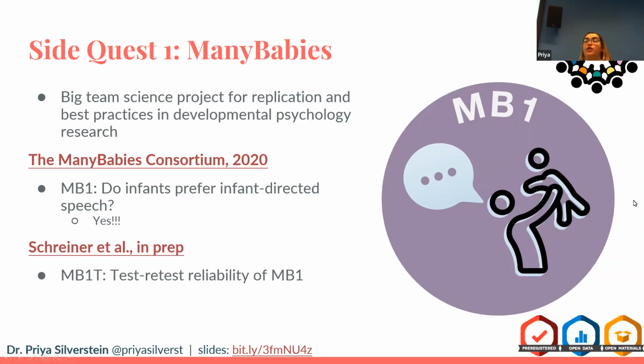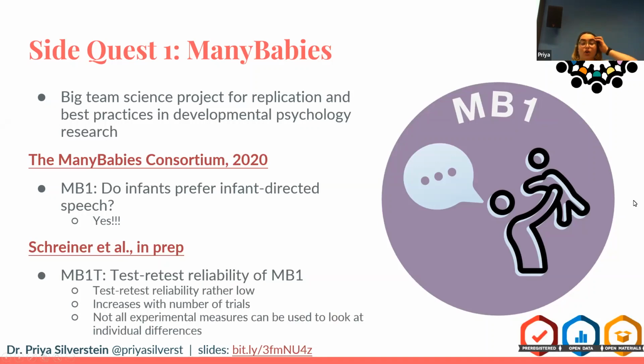Is this something that is like an individual differences thing, or is there too much variability to look at this in an individual differences way? And we found that the retest reliability was quite low. It did increase with number of trials, but as you can expect with infants, higher number of trials, higher dropout as well. And we kind of concluded from this that not all experimental measures, especially with infants, can be used to look at individual differences. So that was interesting as well.